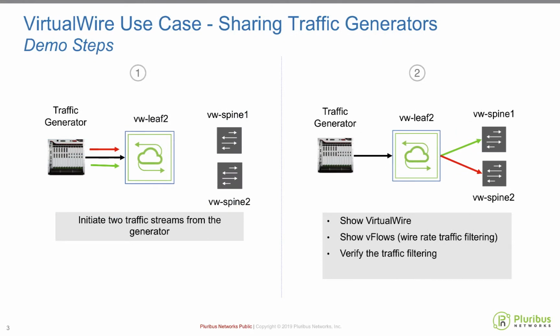We've broken the demo into two halves. First, we'll initiate the two traffic streams from the traffic generator. Second, we'll show the VirtualWire link connecting the test devices to the generator, as well as show the vFlows named Stream 1 and Stream 2 that are filtering the traffic from the source port to the appropriate destination ports. Lastly, we'll verify that the traffic filtering is occurring. Now before we start, don't worry about the commands. We'll include them in a slide at the end of the video.